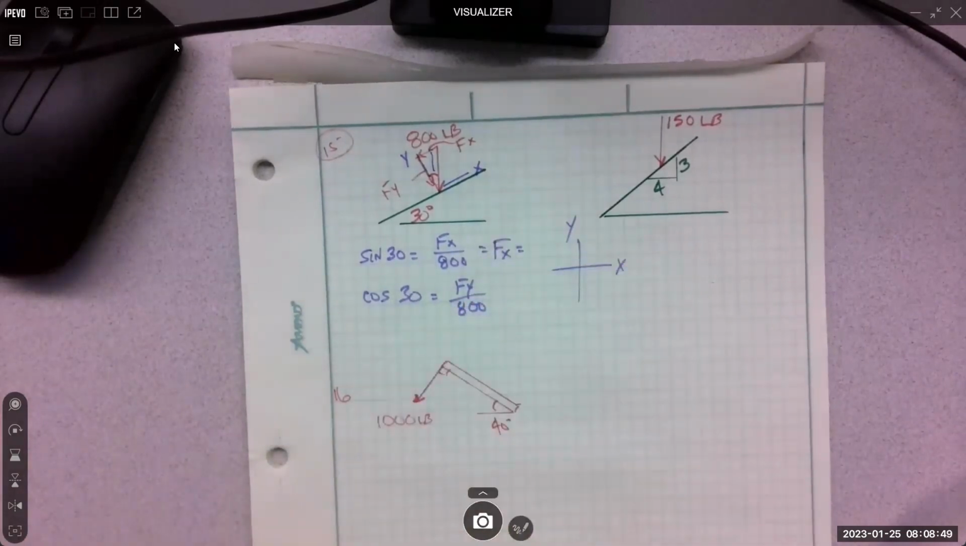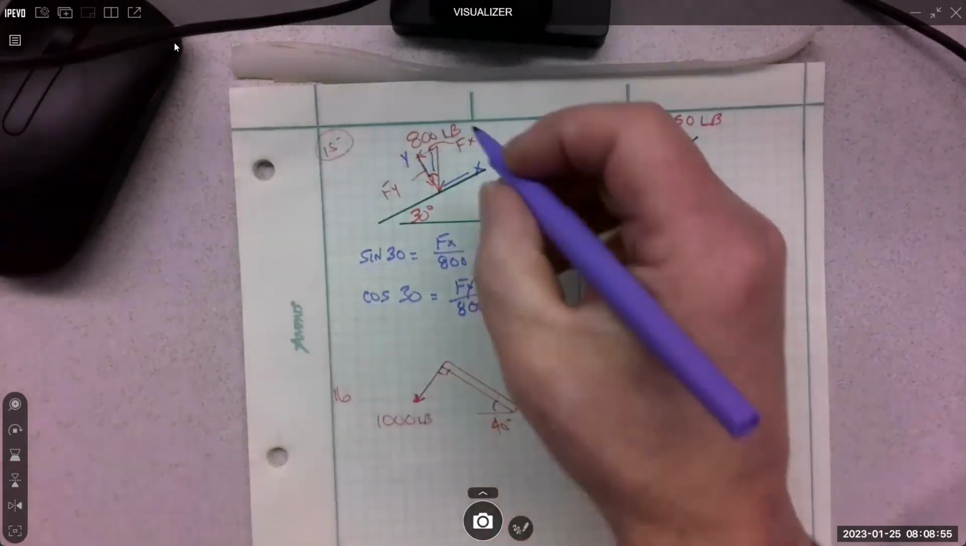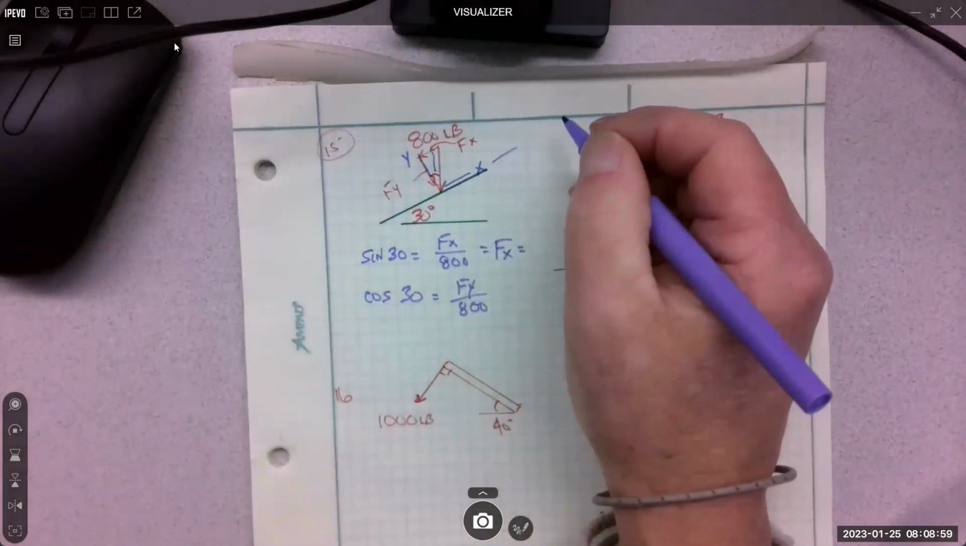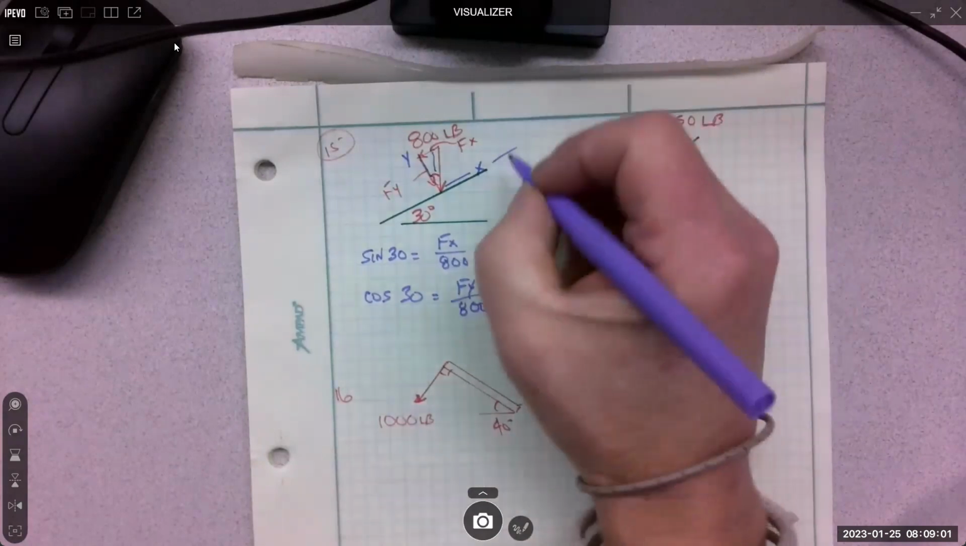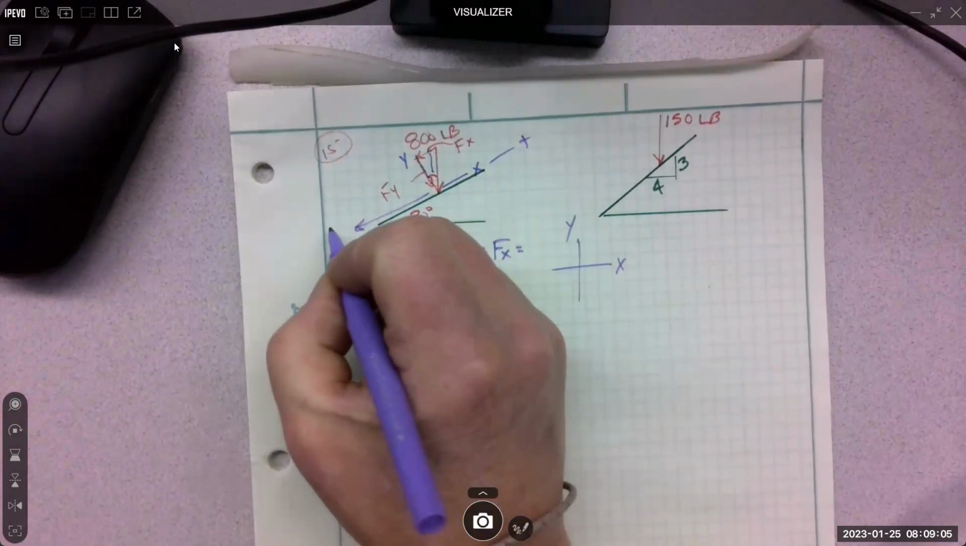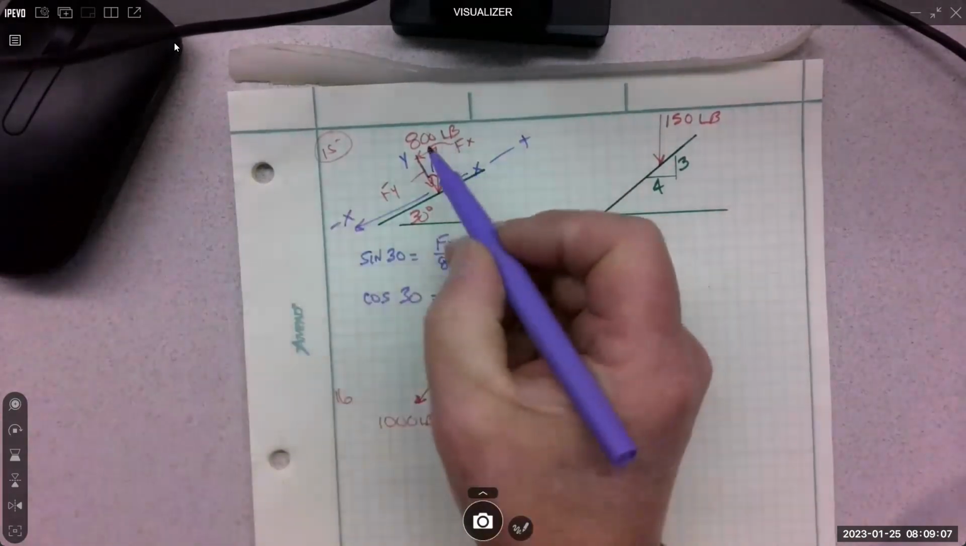Is it pointing? Where? No. Where's positive X? Oh, okay. So here's positive X, right? So that would make this direction negative X. Which way does this go?